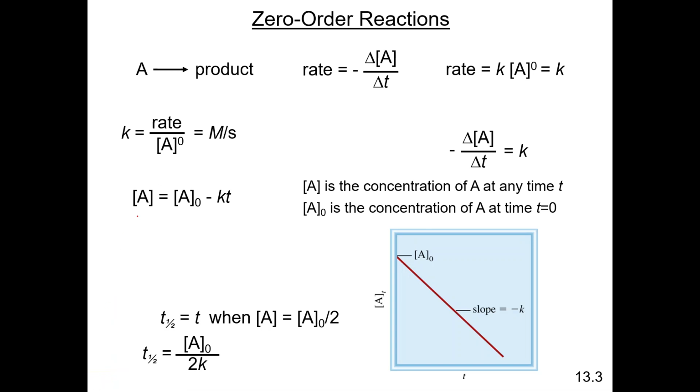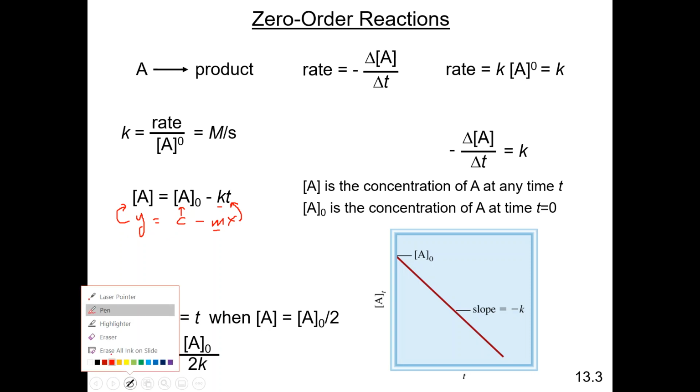If you look at this equation carefully, and again, this is based on your math experience, you'll see that this equation is of the form y is equal to c minus mx, which is an equation of a straight line with a negative slope, all right? So the k would be the slope, x would be the t, and the y would be the A, and the initial concentration of A would be at the intercept, the y-intercept. And therefore, the plot is going to look something like this, right?